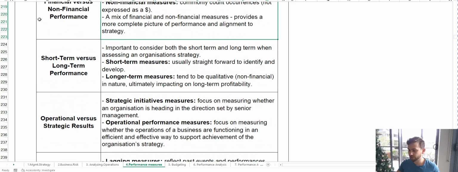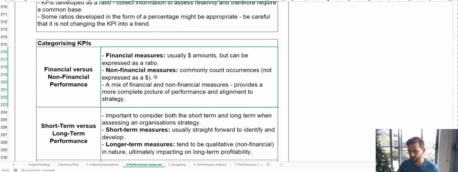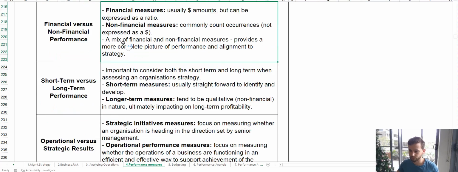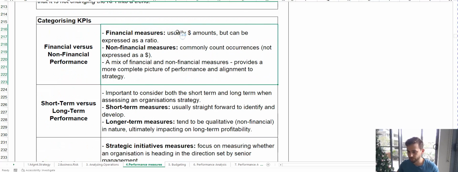They've also got here, you can have a mix of them. But generally it's either going to fall into one or the other, and the question will specify either financial or non-financial most of the time. So make sure that you actually pull the one for the right category, and if it asks for a non-financial, you don't use a financial one. Otherwise, you won't get a mark for the question.